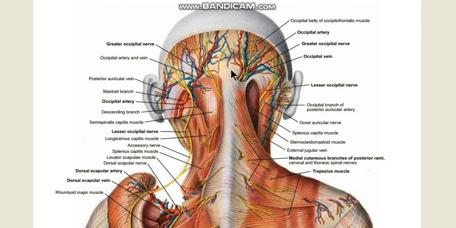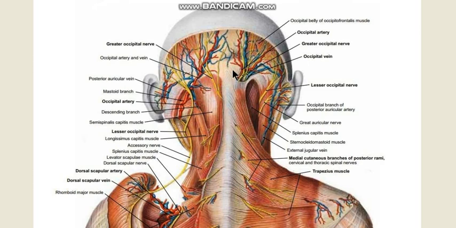You can make out the attachment of the trapezius, its origin from the external occipital protuberance, superior nuchal line, ligamentum nuchae, spines of the cervical and thoracic vertebra, and the muscle converges towards the shoulder, and it is inserted into the spine of the scapula, the acromial process of the scapula, and the lateral one-third of the clavicle.